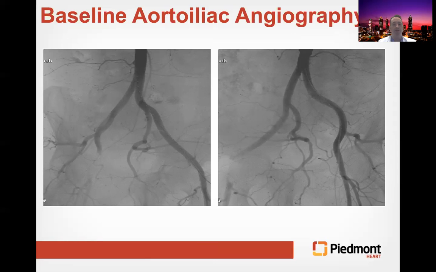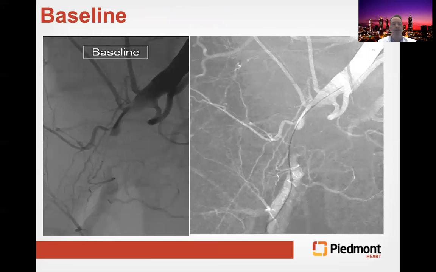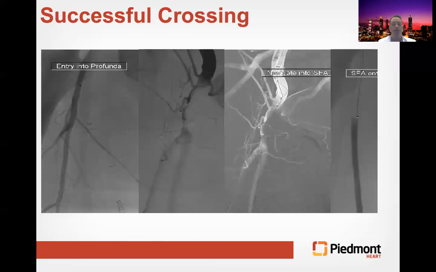This is our baseline angiogram showing complete occlusion in the SFA. Remember, I showed you etiology predicts outcome, and this is an acute occlusion, which should do well with endovascular therapy. This is the baseline angiogram up close to the right CFA, with large amounts of thrombus. We crossed through there using an 0.035 system without any issues. We entered into the profunda. We navigated then into the SFA.